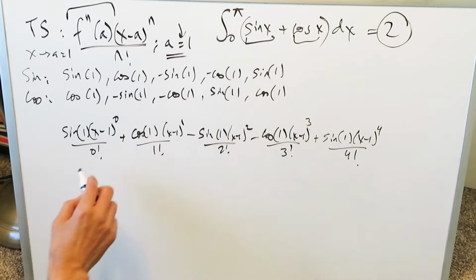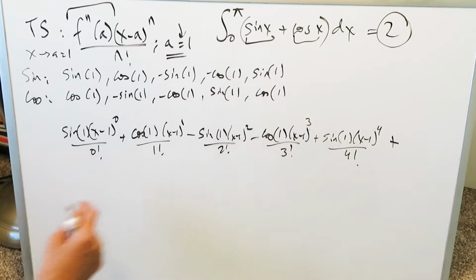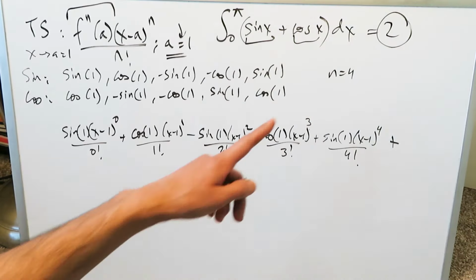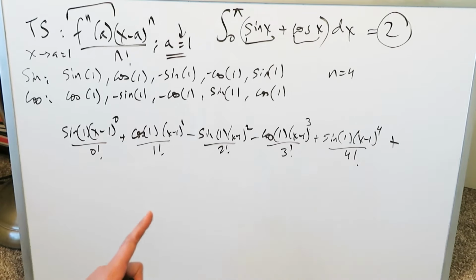Now let's look at this part, and you'll still put a plus over here because it's a plus right over here. I'm again going only up to n equals 4. Obviously the smaller that n value, the less accurate your definite integral outcome, but still close enough.